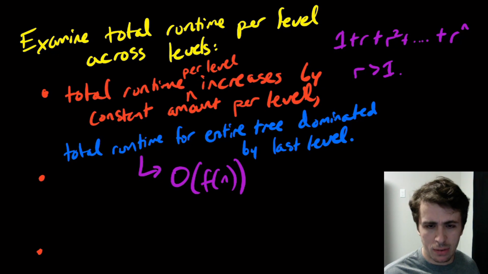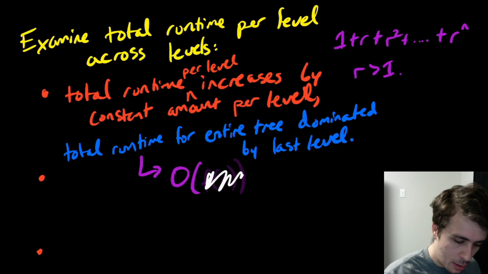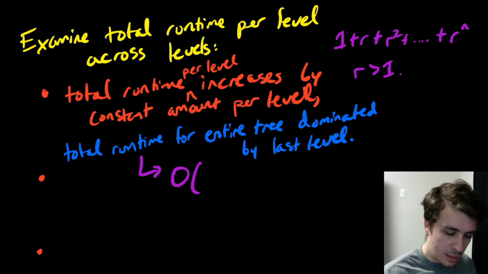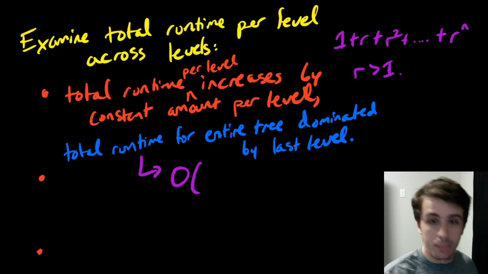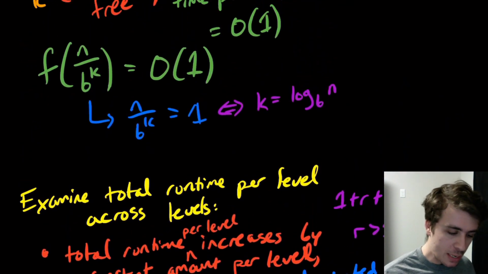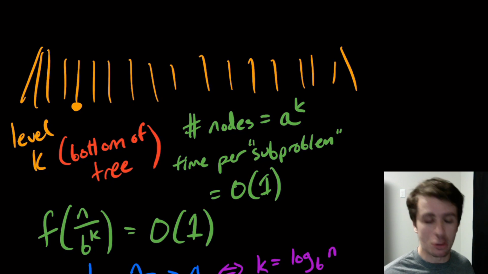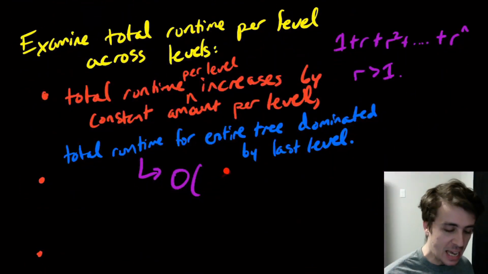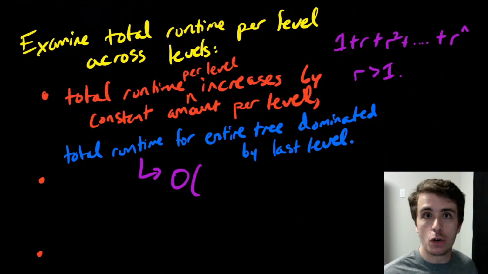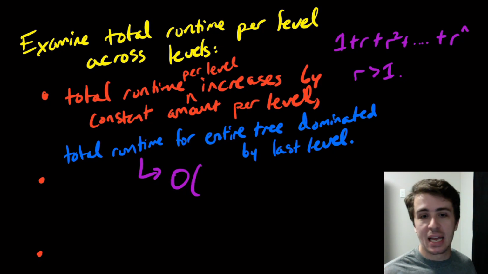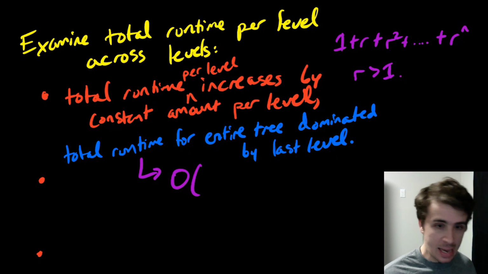Let's see, do I have that right? No, I have that wrong, sorry. So the runtime at the bottom is what's dominating here. So the bottom of the tree, which is the number of nodes at the bottom, that's what's dominating the runtime in this case. So what is the number of nodes at the bottom? Well, it's a to the k.